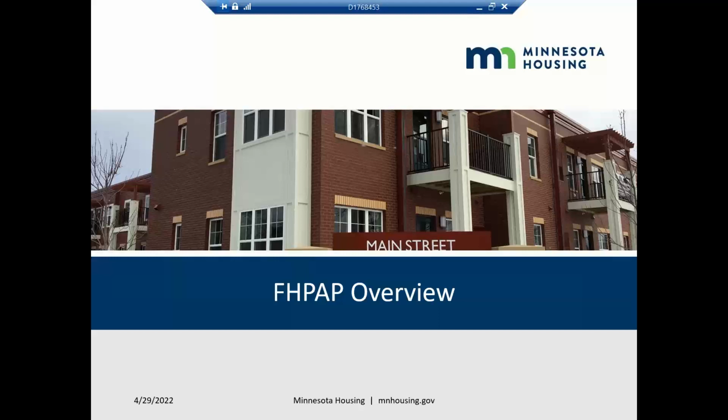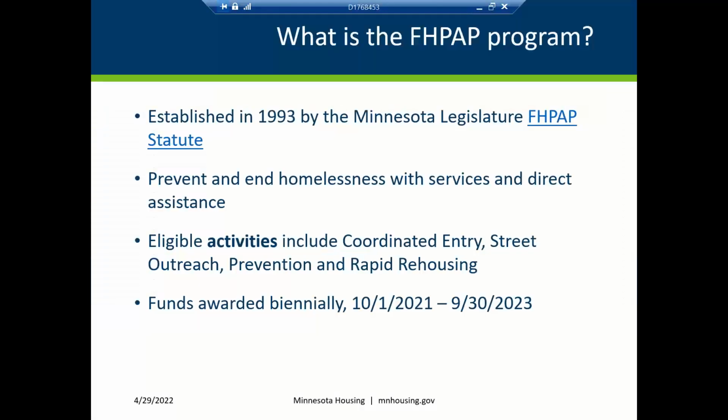Many of you are aware of how our program operates, but we thought just for any new staff, this would be important to cover as well. So the FHPAP program was established in 1993 by the Minnesota legislature. It was a bipartisan effort that received a lot of support, and I believe Hennepin County paved the way for this legislation. It's a little bit unusual for a program with services to be operated out of Minnesota Housing. Minnesota Housing does operate a number of rent assistance programs, but services typically come through the Department of Human Services. So it's a program that includes both, and we collaborate pretty closely with the Department of Human Services and their programs as well.